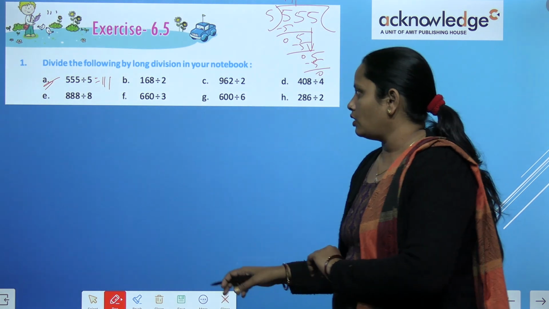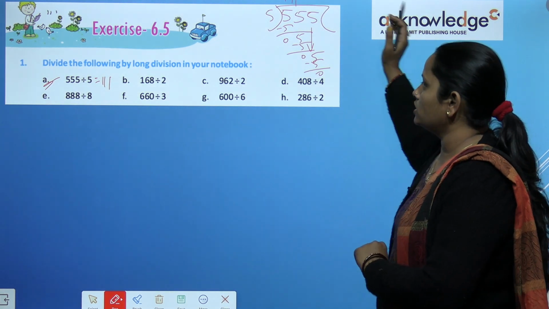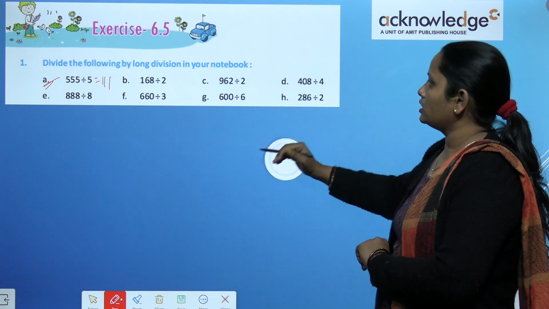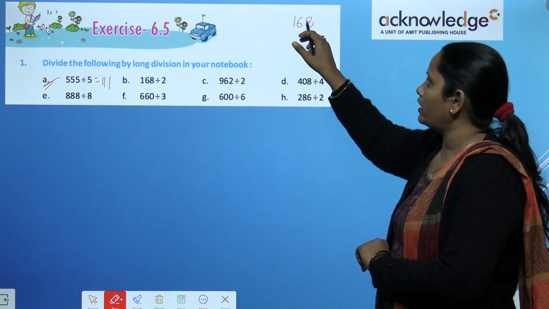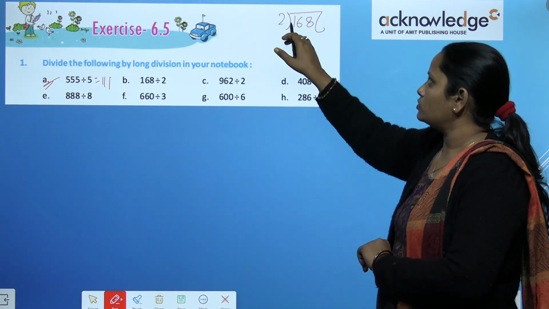Clear? Now let's do another one. Let's do the second one. What does the second one say? We have to divide 168 by 2.